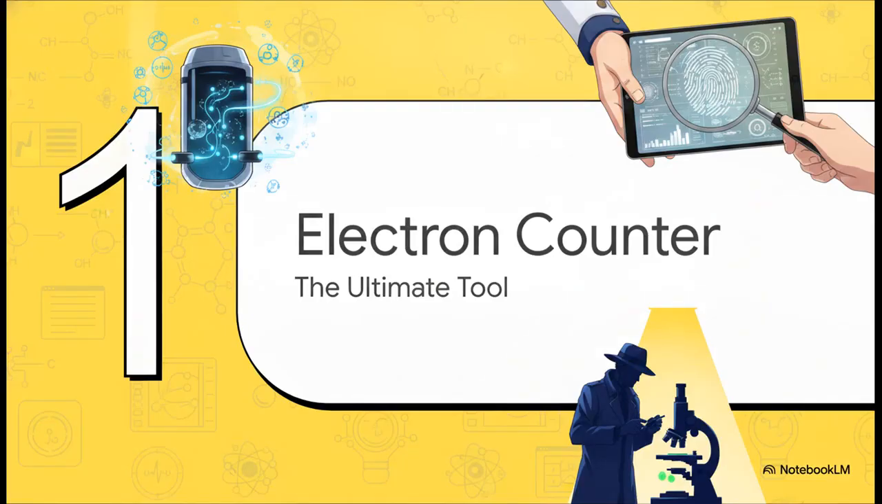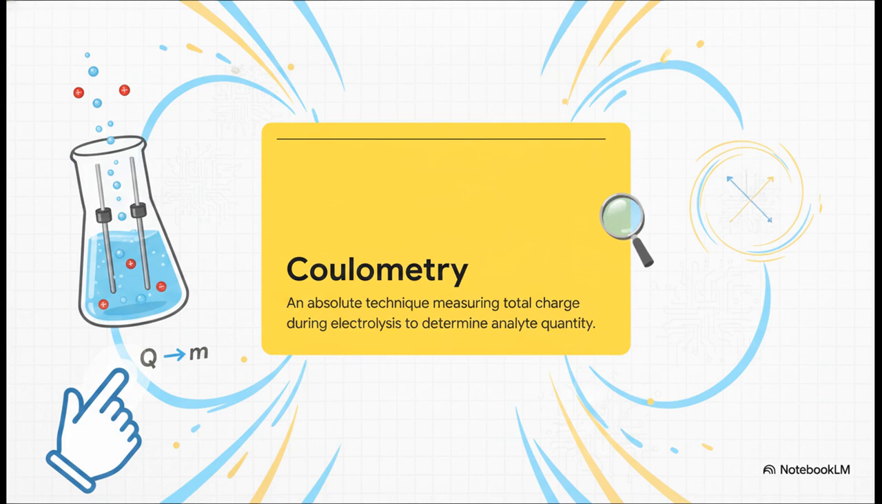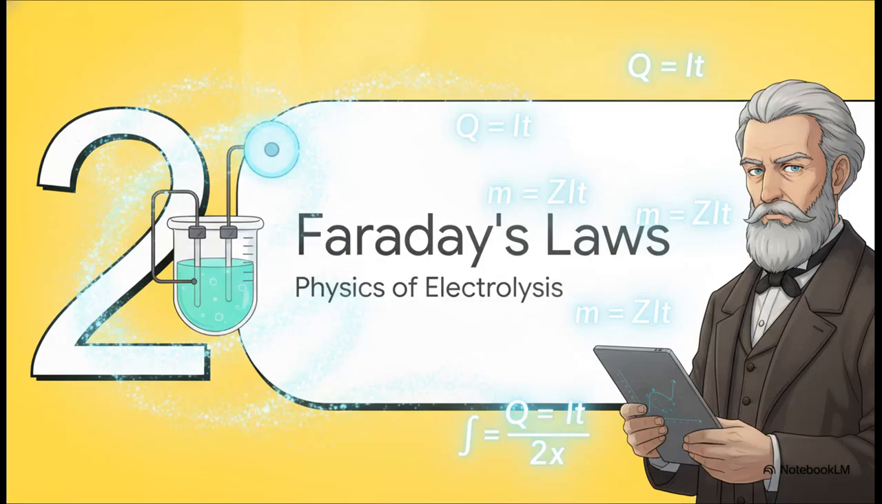Section 1. The ultimate electron counter. Let's get into it. So coulometry is what we call an absolute analytical electrochemistry technique. It measures the total charge passed during complete electrolysis to find the exact quantity of your analyte. But here is the absolute magic phrase: requiring no calibration curves. Seriously, you are measuring matter with such direct precision that the need for a calibration curve simply vanishes.